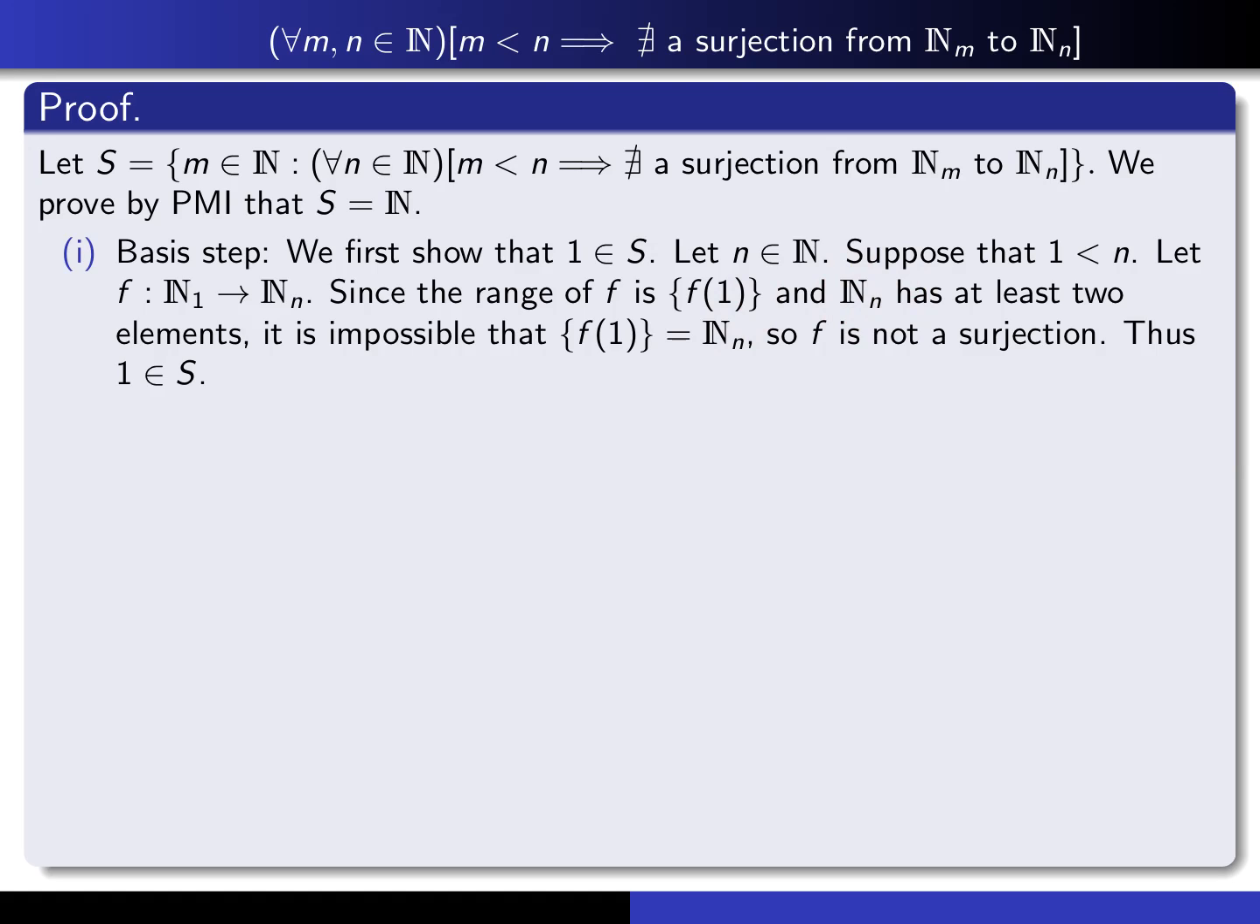Now the inductive step, just as for the Pigeonhole Principle, I'm going to do it using the method of contradiction. So see if you can write down the first few lines of the proof of the inductive step, assuming that we're going to do it using the method of contradiction.